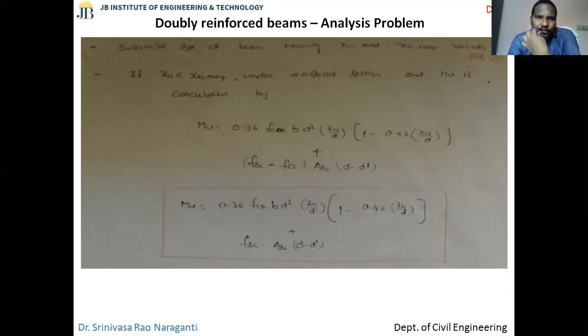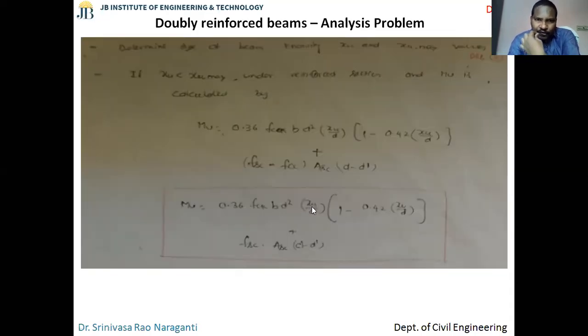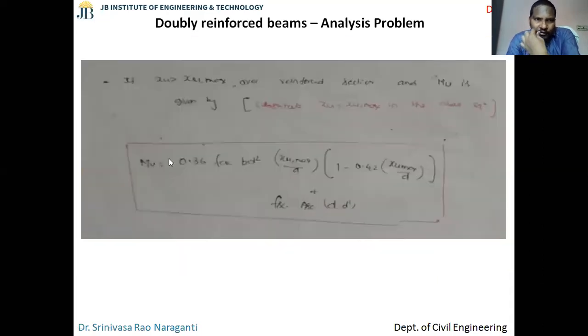Otherwise, if you get XU value greater than XU limit value, XU max value for a doubly reinforced section, then we use this formula. Instead of XU by D, same as the previous formula, I use XU limit by D. That's the only difference. Use this equation to find out the moment of resistance of the doubly reinforced section.